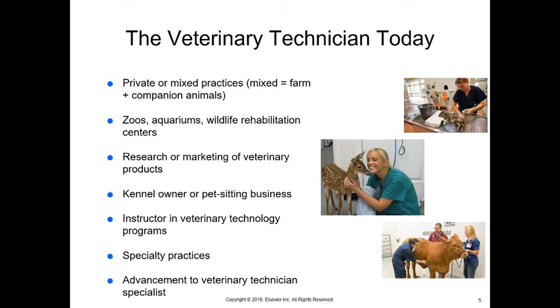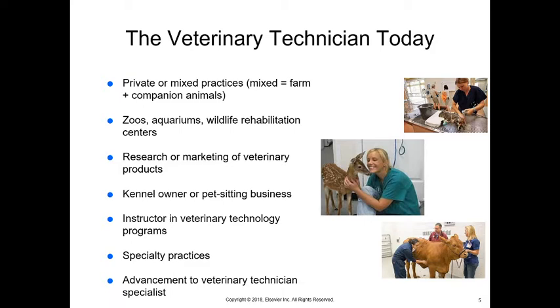As a veterinary technician, you can practice in a private practice, a general practice like a small animal practice, working with dogs and cats. You can work in a mixed animal practice, working with both farm animals and companion animals. You can work in zoos, aquariums, wildlife rehabilitation centers, research or marketing of veterinary products. As a kennel owner or pet sitting business, being a veterinary technician can really increase people's trust in you.